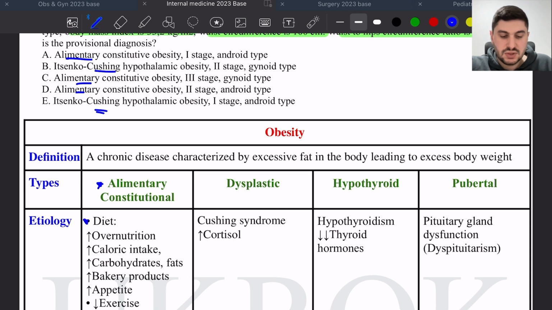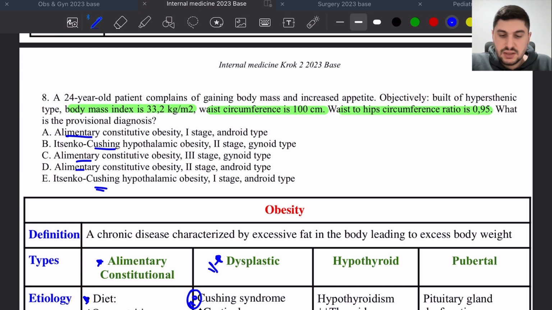Alimentary is just obesity because of the diet, it's familiar to us. It's due to an unbalanced diet, increased caloric intake with carbohydrates, fats, and so on. Cushing is because of Cushing syndrome, one syndrome because of endocrine disease, because of a lot of cortisol. Cortisol can increase the fats on some areas in the body, like upper back and so on, but it has a reason, not because of the diet, because of increased cortisol.